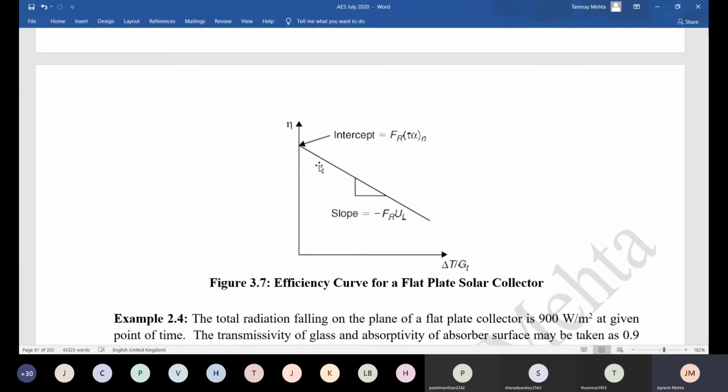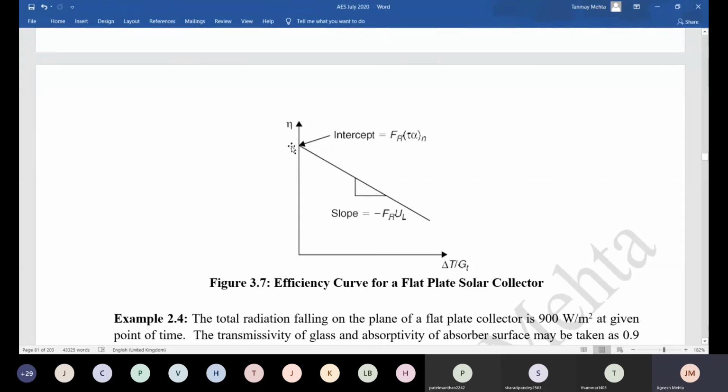So this is a typical graph of a flat plate collector. As you can see, the slope is equal to minus FR, heat removal factor, into heat loss coefficient, and it is negative slope, right? It means that as delta T upon GT goes on increasing, the efficiency of the collector would go down. And the intercept is FR into tau alpha. N is written for normal because the collectors are generally tested at the normal irradiance. The solar radiation is kept perpendicular, right? So this FR into tau into alpha is the intercept.